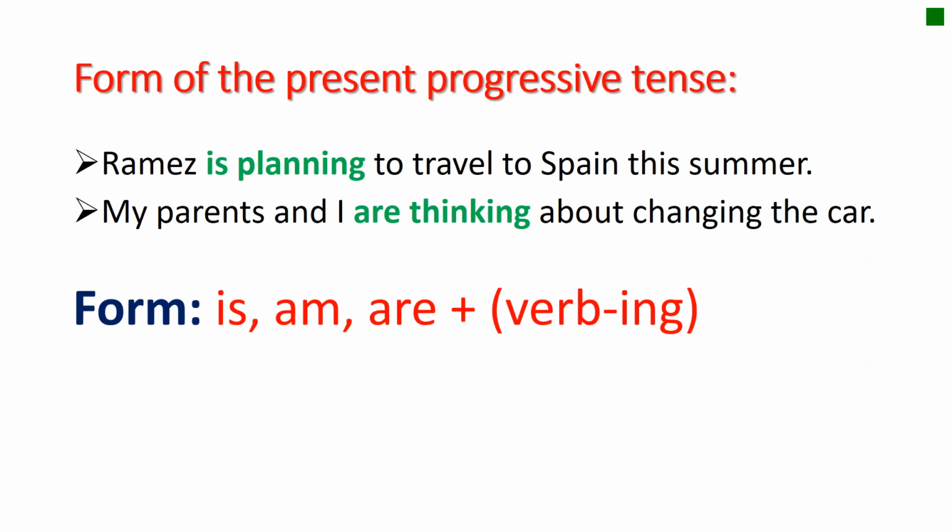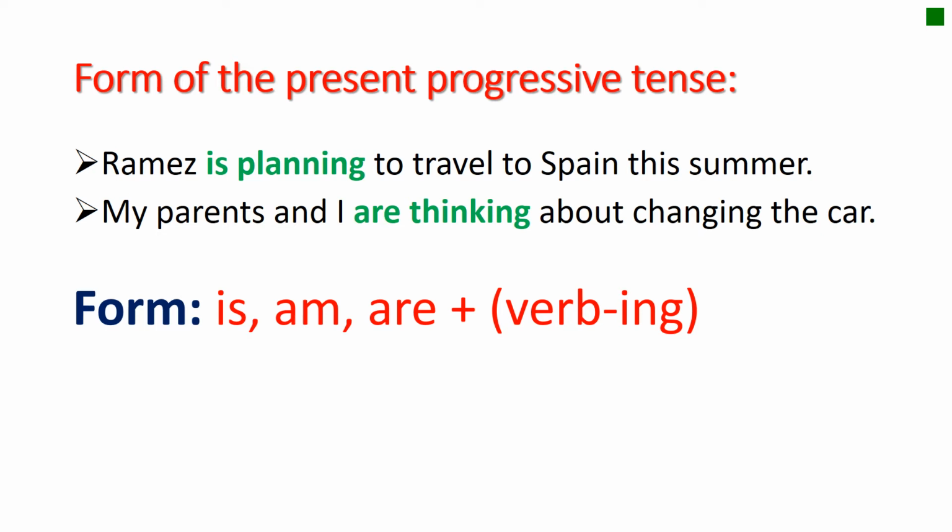Now, let's take a look at the form. We talked about the 3 uses. Now the form, how do we write it? Of course, we probably have already deduced that Rames is planning to travel to Spain this summer. The verb, obviously, is the one in green, is planning. Is, what is this word? Is the present form of the verb be. My parents and I are thinking about changing the car. Are is the present form of the verb be, okay? My parents and we are thinking about changing the car.